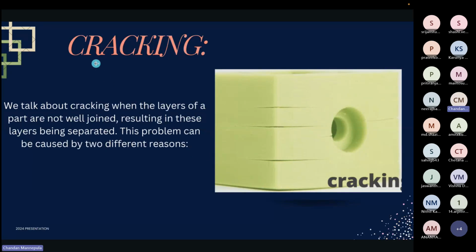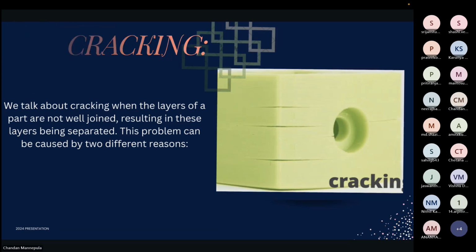So cracking. What is cracking? We talk about cracking when the layers of parts are not well joined. When the layers are not well joined, there appears to be a gap between the layers, which is known as cracking. There may be different reasons for cracking as well.